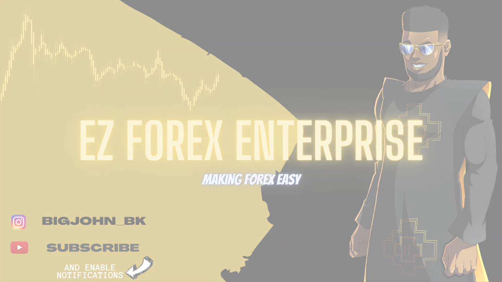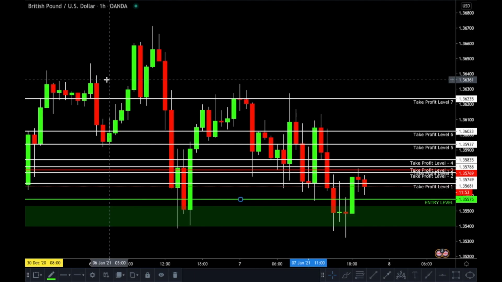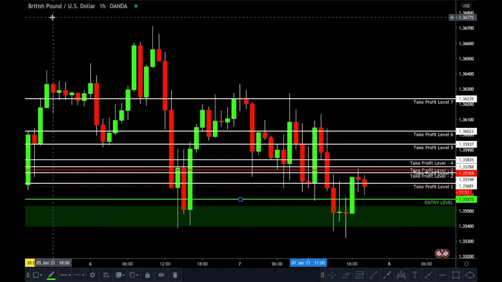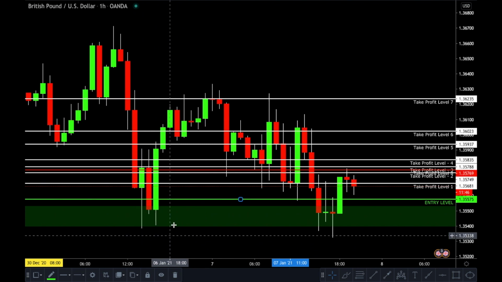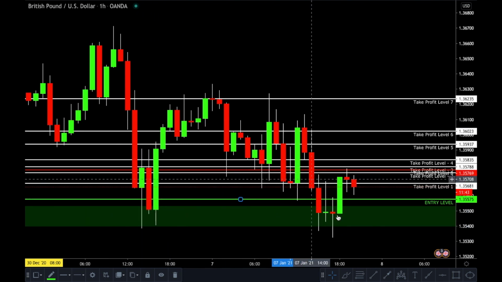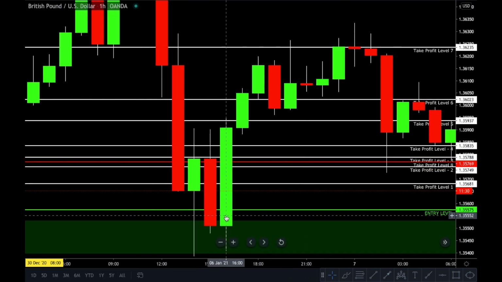Let's get into it. Okay, so as you can see now, I'm on my chart. The trade I took was GBP USD. I took it on a 15-minute chart, but I'm just showing you a layout on the hour chart. I actually took my trade over this part here, but this is what happened today. I'll explain to you exactly where I got into my trade.